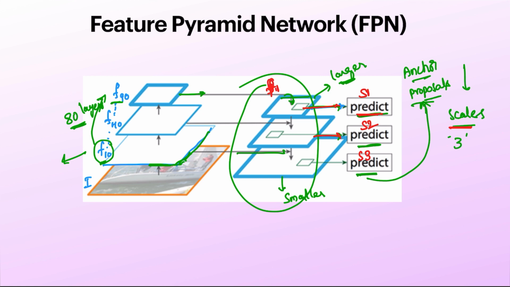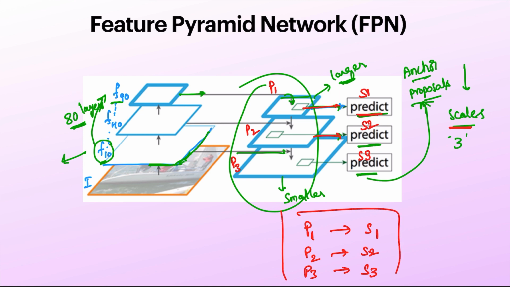You can say P1, because usually you see in many papers the terminology used is P1, P2, P3, or you can say P4, P5, P6 like that. So this kind of correlation is there: the P1 feature map should be used for scale 1, the P2 feature map for scale 2, the P3 feature map for scale 3. This kind of correlation is there for predicting the boxes.